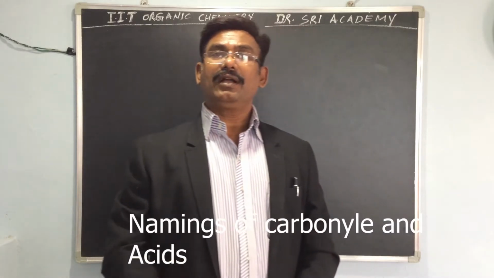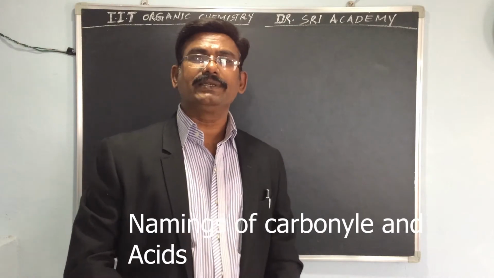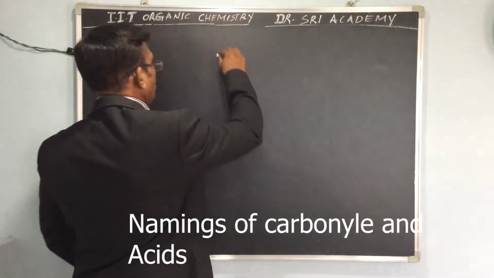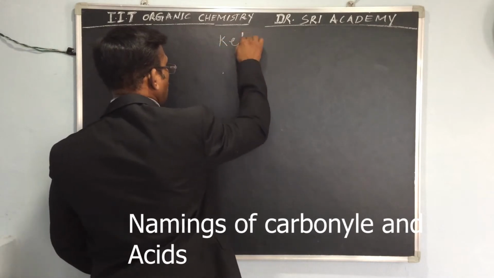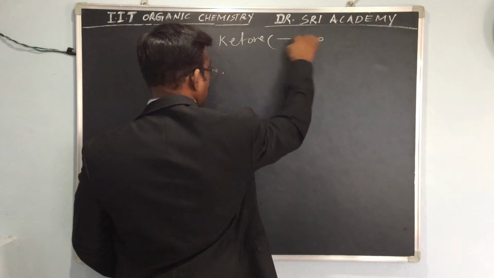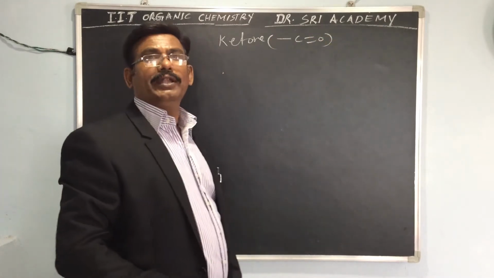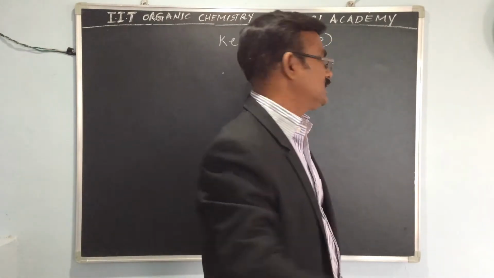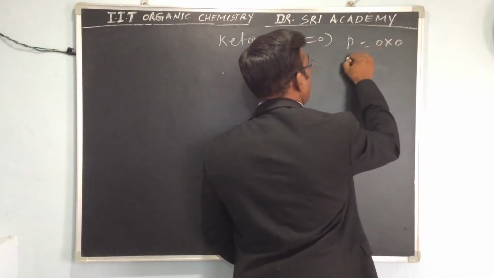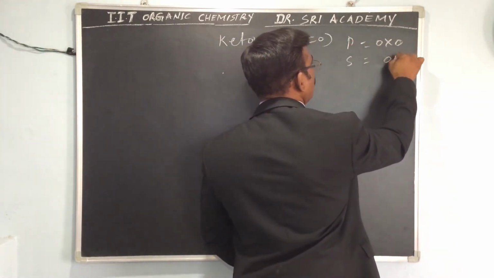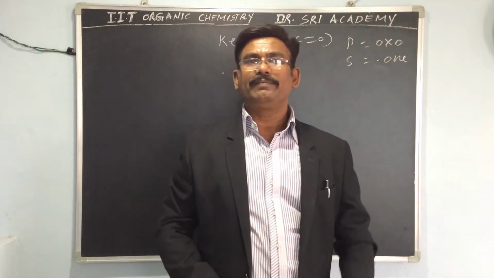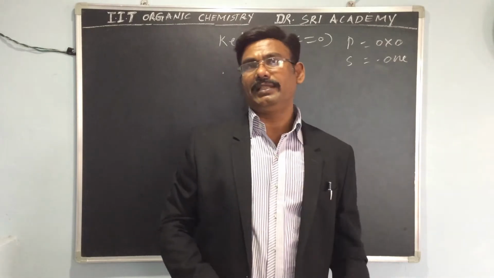Today, we will see the continuance of all the functional groups. So, ketones. What is the prefix of ketones? Ketone means C double bond O. This is called the ketone. So, what is the prefix and suffix? The prefix is oxo and the suffix is one. The suffix is the one you have to remember. So, examples we have to see.